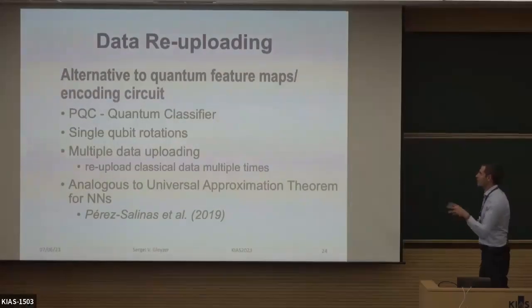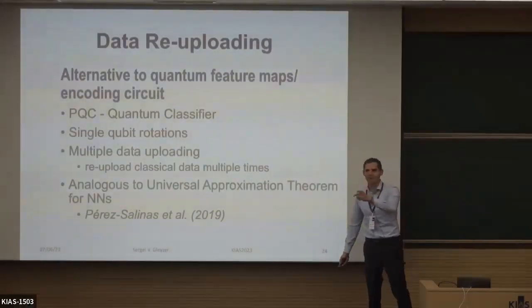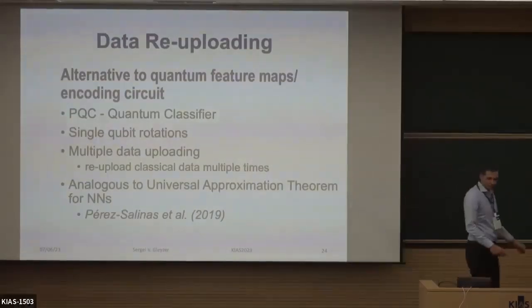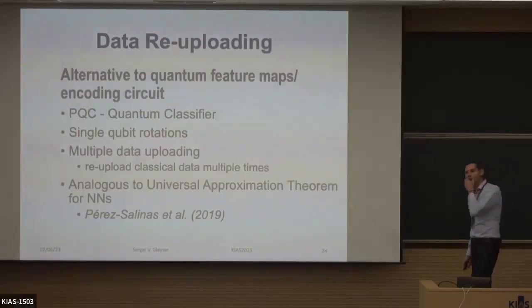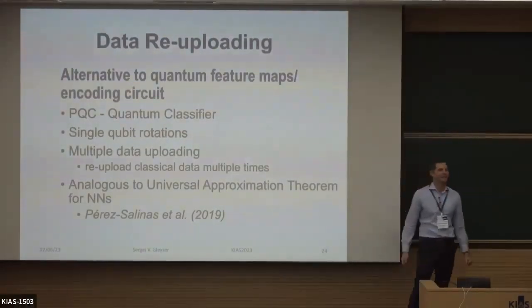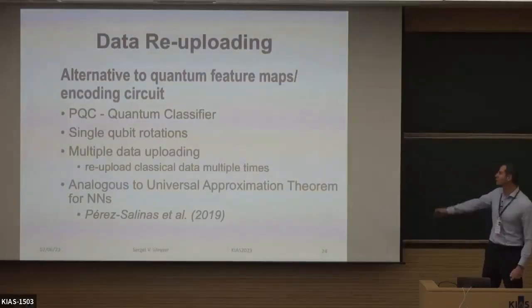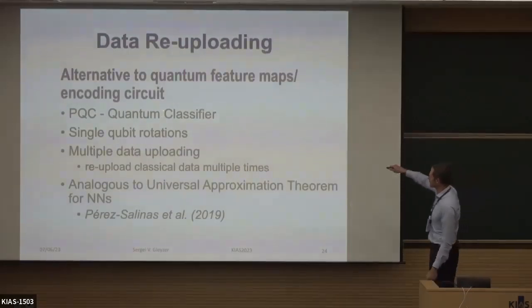Now, let's talk about one other cool thing that we can do. It's something called data reuploading. I like this because it's analogous to something we heard about in a very nice lecture on the first day, the universal approximation theorem for neural networks. There's an analogous thing in quantum machine learning, and it has to do with data reuploading. Today you get a chance to play with this in the hands-on.